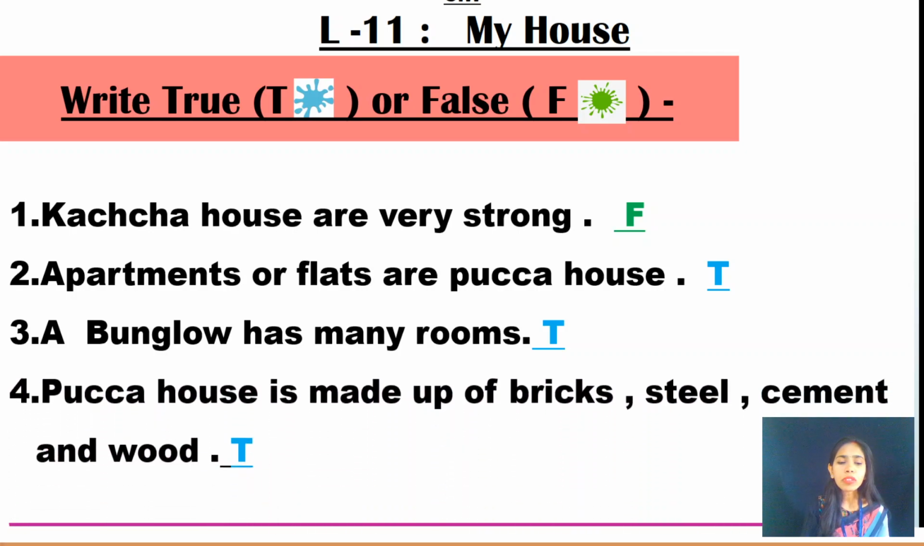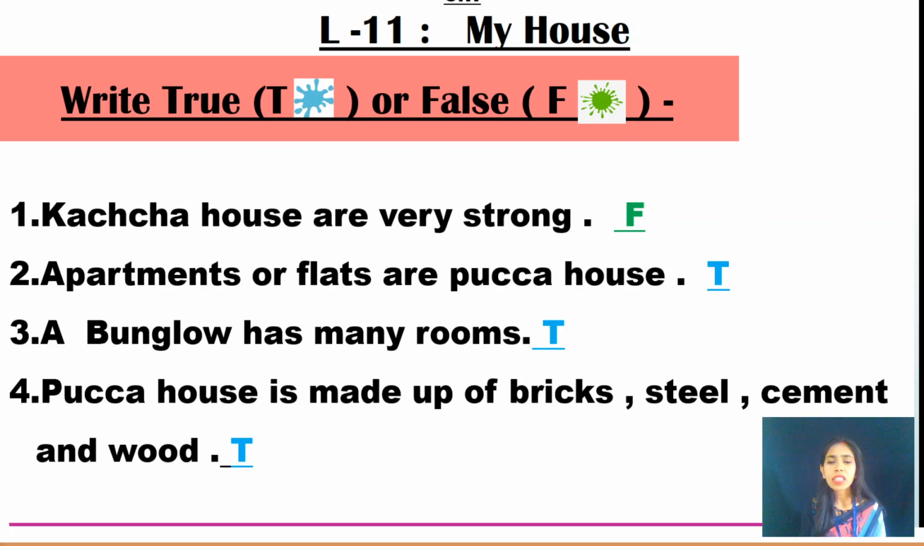Now, number 4, Pakka house is made up of bricks, steel, cement and wood. So what do you feel? Is this statement true or false? Pakka house bricks, steel, cement और wood का बना होता है. Yes, the statement is true. Very true. So that's why we are going to write down T, because T denotes true, right children?